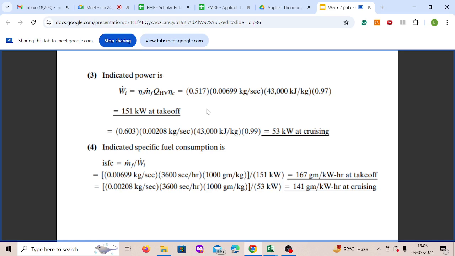Next is your indicated specific fuel consumption, which is nothing but mass of fuel divided by work. Here in this case you will use indicated work. So this comes out to be 167 grams per kilowatt hour during takeoff and 141 grams per kilowatt hour during cruising.